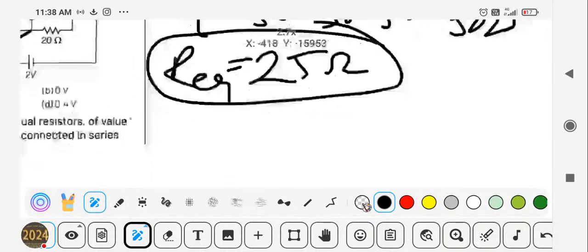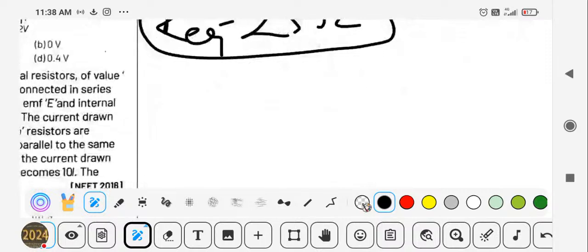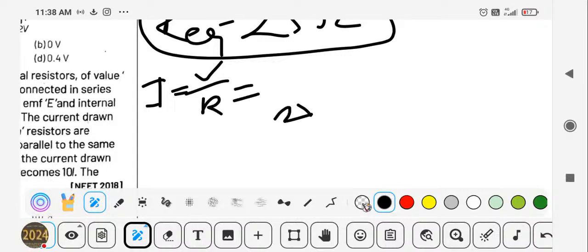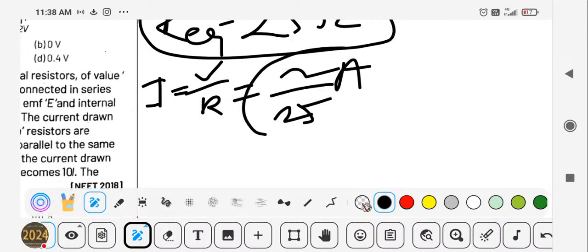We found the R equivalent. Then just find the current. I is equal to V by R. The resistance we know again is 25 and the voltage given is 12. It will be 2 by 25 ampere.